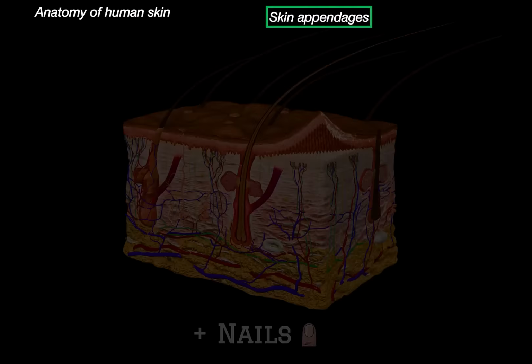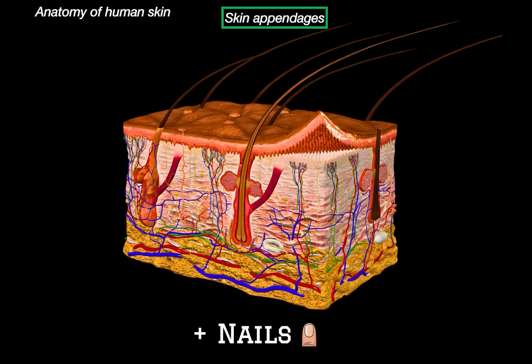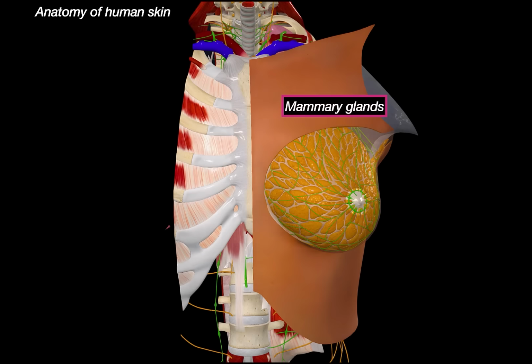Now that we have covered the main skin appendages, I want to zoom out for a moment and look at one special structure that is built on the same principles, the breast. The breast is a specialized area of skin and subcutaneous tissue that contains a modified apocrine gland called the mammary gland, together with fat and connective tissue. So even though we often think of it as its own organ, it is still part of the integumentary system.